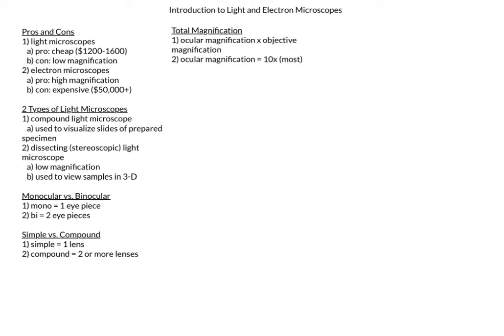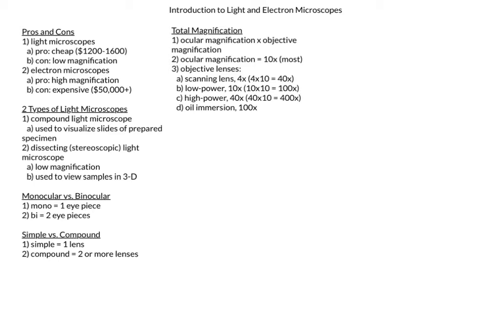So the four objective lenses on our microscopes are the scanning lens, which has a 4x magnification, low power, which has a 10x magnification, high power, which has a 40x magnification, and oil immersion, which has a 100x magnification. So to get the total magnification, we can break it down like this. Scanning would be 4 times 10, which is 40x. Low power would be 10 times 10, which is 100x. High power would be 40 times 10, which is 400x. And oil immersion would be 100 times 10, which is 1000x.